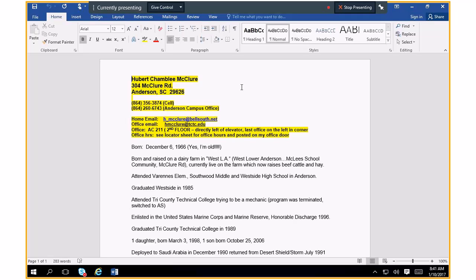All right, so those are the 3 ways to get in touch with me. My cell phone text, my cell phone call, and then my hmcclure@tctc.edu because it comes to my cell phone. If you're one of these people that go by the office and hang out around my office, you can forget it, all right? Because I've got a life, all right?